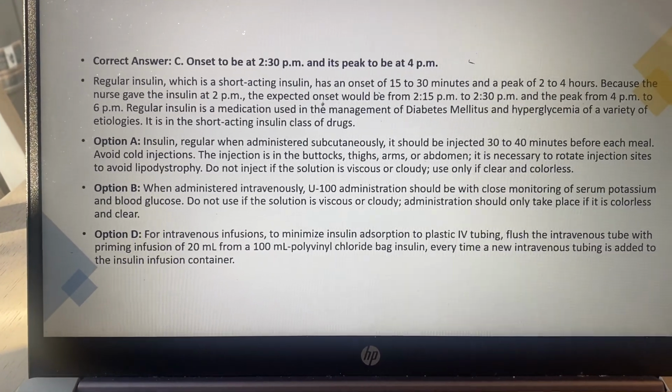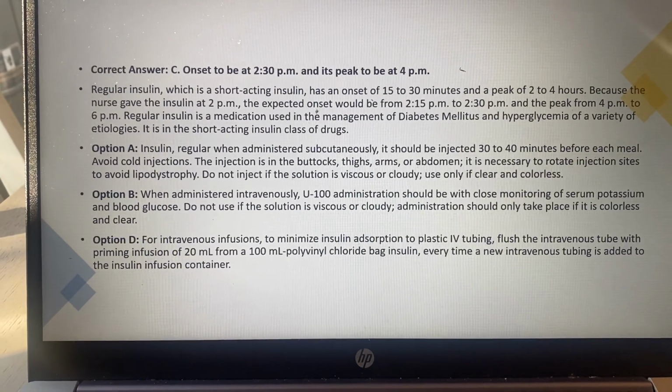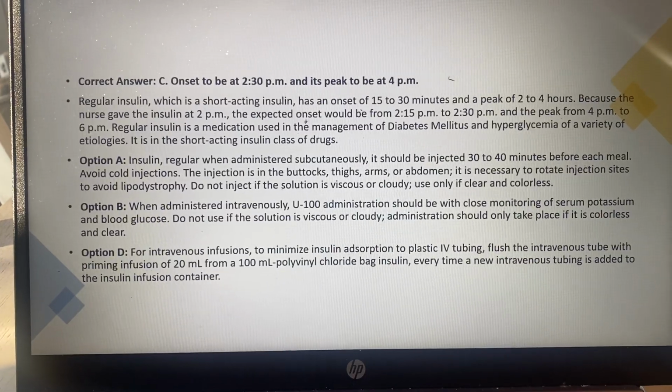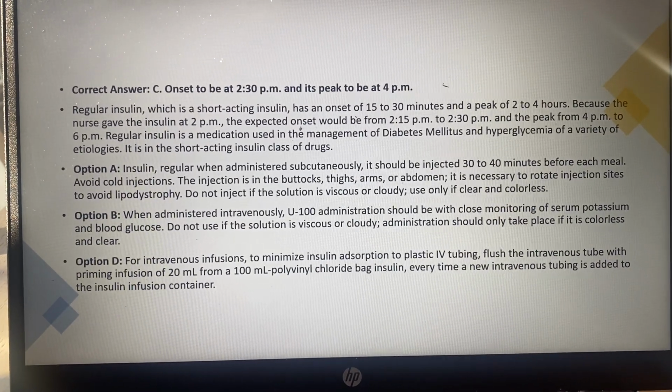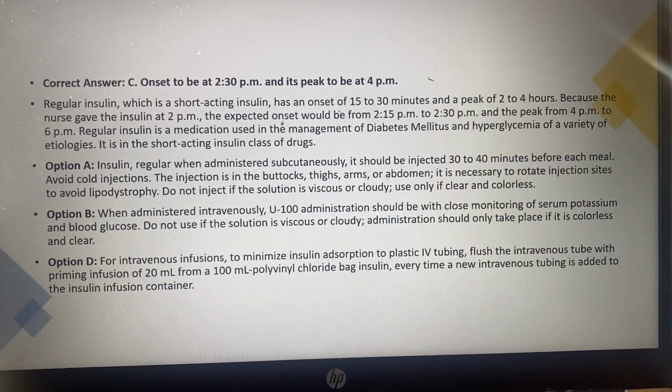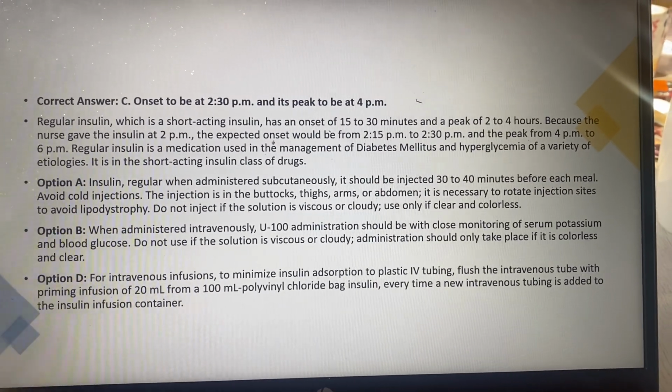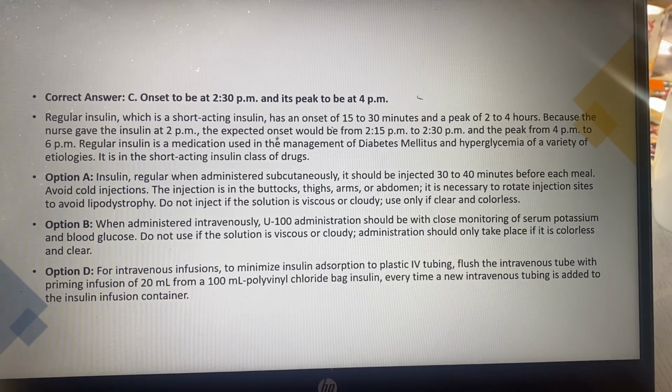All right, hope this helps you. Remember, diabetes is definitely something you want to review: the insulins, what it means to have type 1 and type 2, what the diet or meal plan looks like, and treatments for diabetic ketoacidosis and hyperglycemic hyperosmolar non-ketotic syndrome.